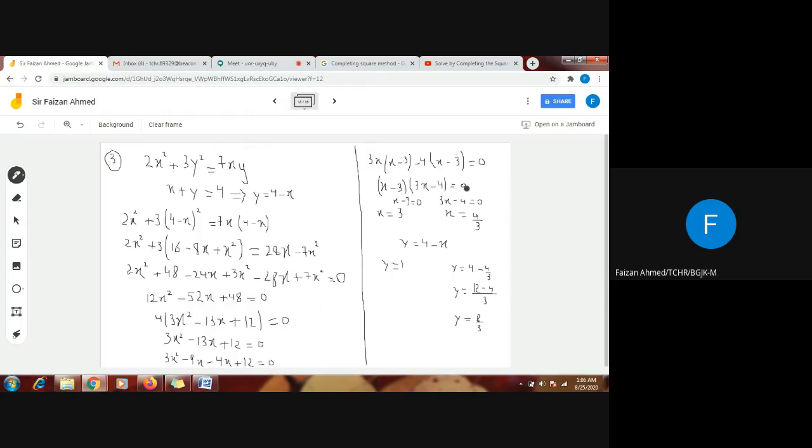And since it equals 0, I will apply the zero property. I will equate one by one each bracket equal to 0. When x minus 3 equals 0, x will be 3. And when 3x minus 4 equals 0, x will be 4 upon 3.